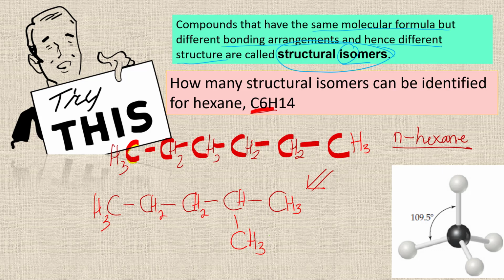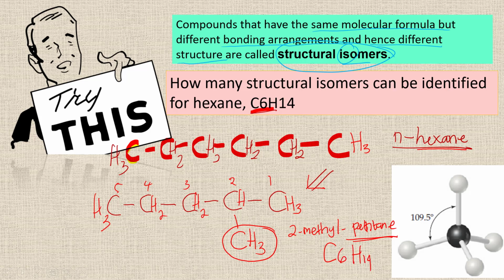The name of this formula, because it has an alkyl on the second carbon, should be 2-methylpentane. Even though the name changed from hexane to pentane, the most important thing is that it has the same formula, C6H14. This is the second structure that can be found as an isomer of C6H14. Could we find another isomer?